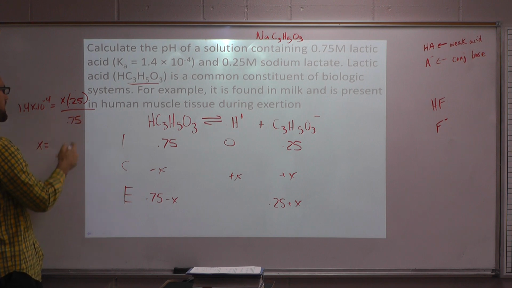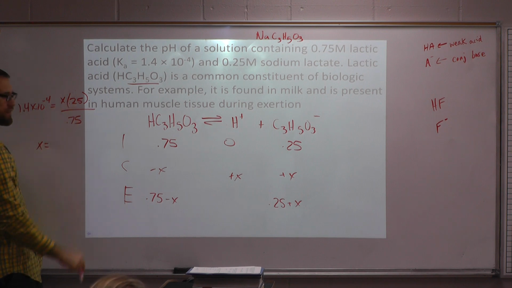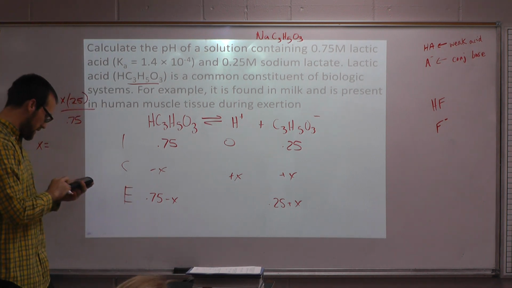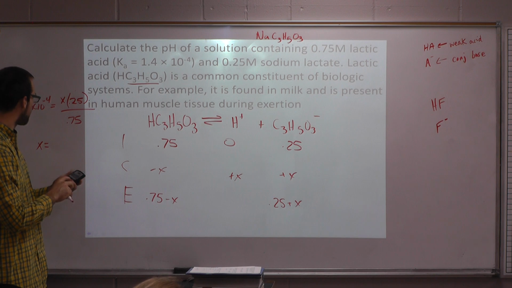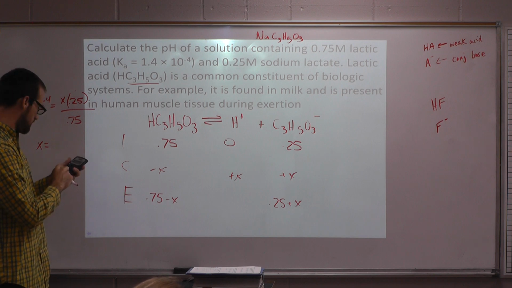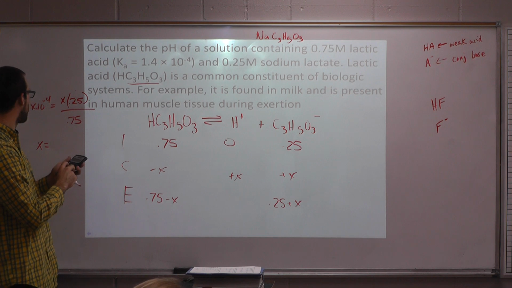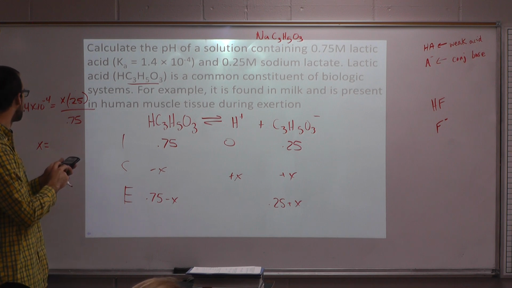When we solve for X, we multiply and divide. I don't know that off the top of my head real quickly. You could also do X over 3. This 0.25 is a third of 0.75.